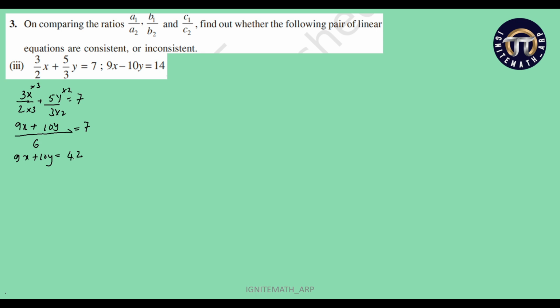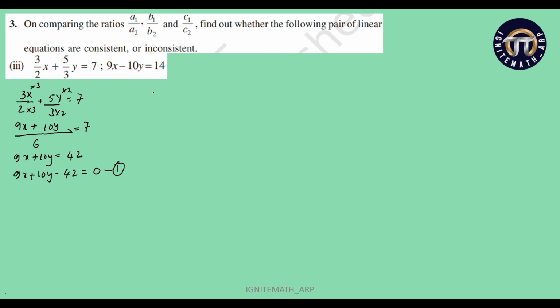I told you that whenever you are finding out the values of a1, a2, c1, c2, b1, b2 and all, the RHS should be 0. So what I do here is 9x plus 10y minus 42 is equal to 0. This is the first equation.